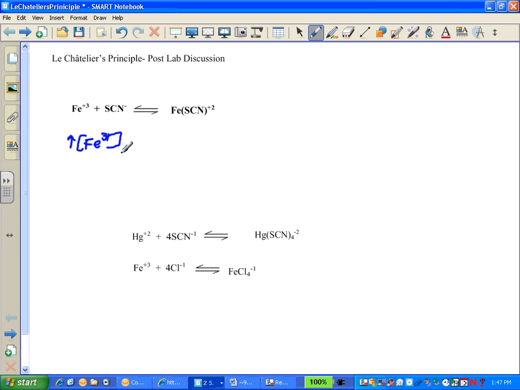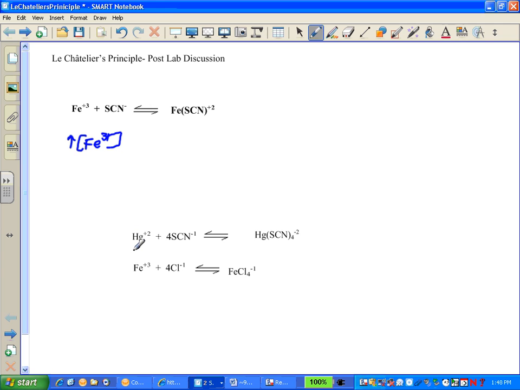Now in the second scenario, you added chloride from KCl. So you added some solid KCl to the system. When you look at that, there is no potassium and there is no chloride in this reaction. So that means the potassium chloride must be reacting with something in the equilibrium. And in this case, it's actually reacting with the iron.